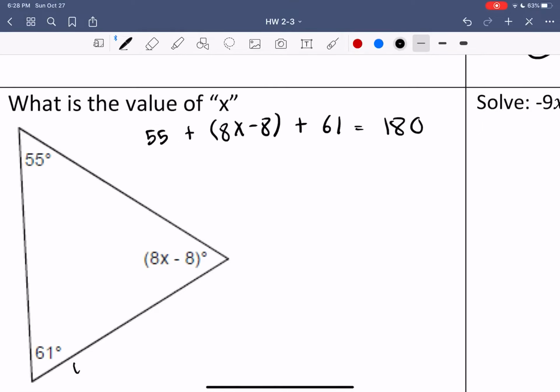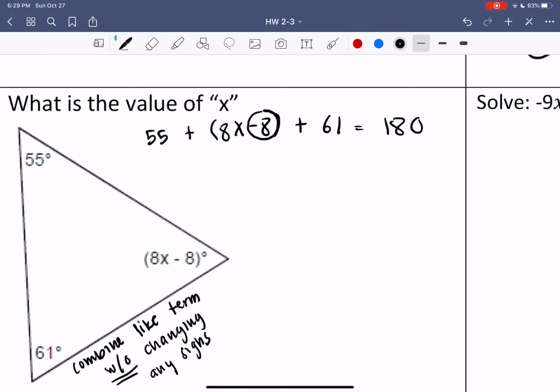So we have to combine like terms without changing any signs. And what I mean by that is if there is a negative in front of it, like this one here, we have to keep this a negative 8. We have to keep this one a positive 61. We have to keep this one a positive 55.